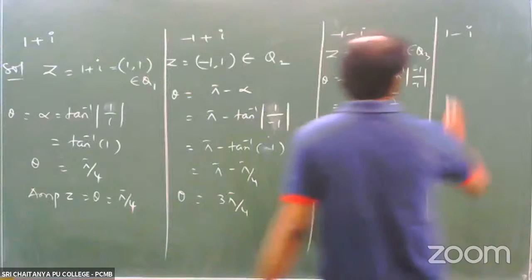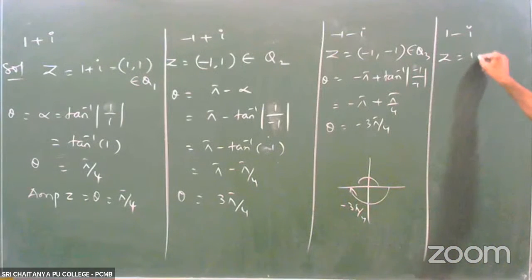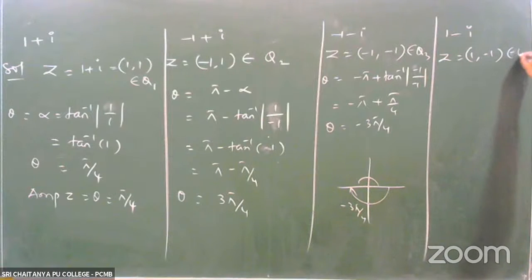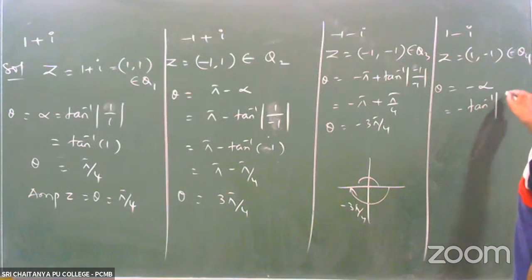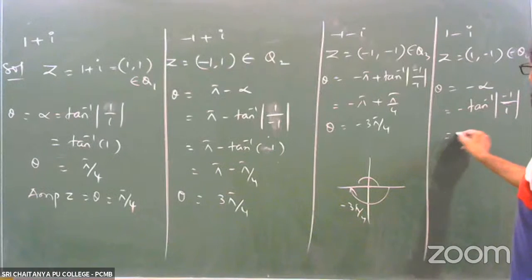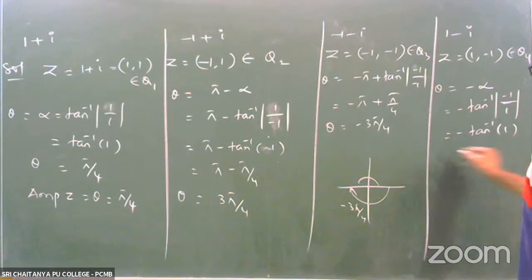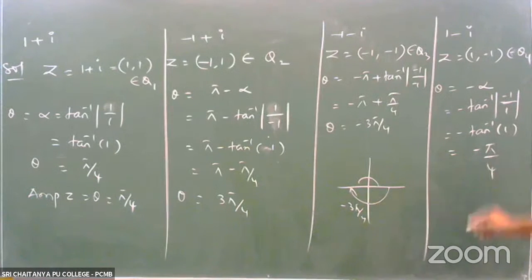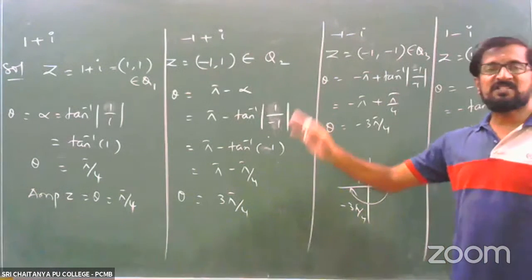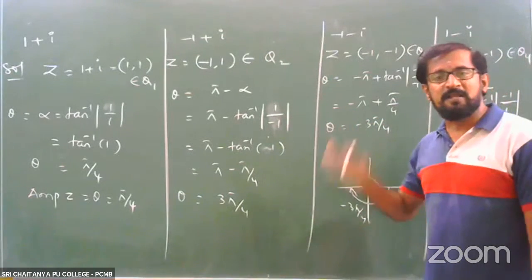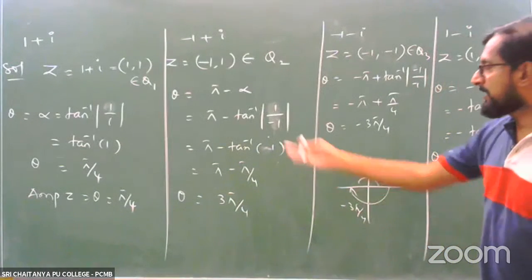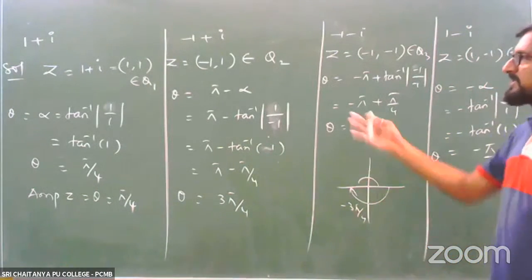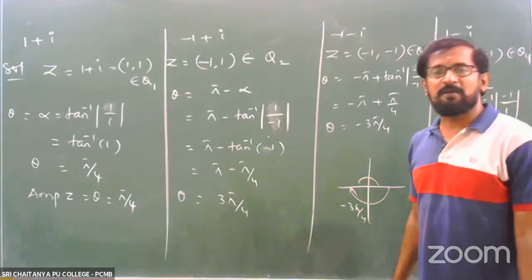Okay. Now, if I take z is equal to 1 comma minus 1, x positive, y negative, which is in the fourth quadrant. In the fourth quadrant, theta is equal to minus alpha, minus tan inverse of mod of minus 1 by 1, which is equal to minus tan inverse of 1, which is equal to minus pi by 4. So, these are the four complex numbers which are in different four quadrants respectively. Therefore, we got different angles concerned to that. So, this is the way how to find out the argument of complex numbers.